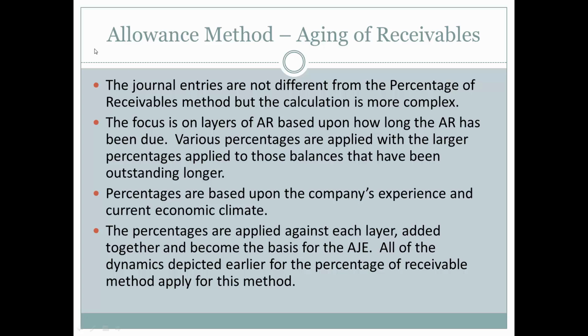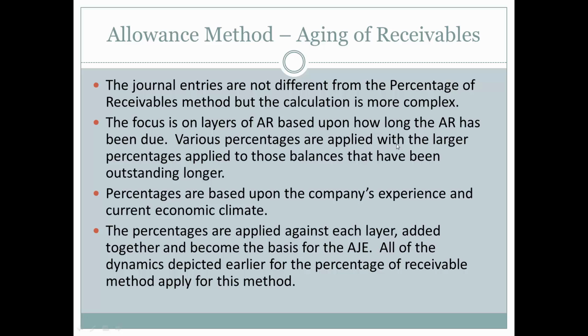Now let's look at the third method. It's called the aging of receivables. The journal entries are not any different than the percentage of receivable method, but just the calculation is more complex. The focus is on layers of accounts receivable based upon how long the accounts receivable have been due.